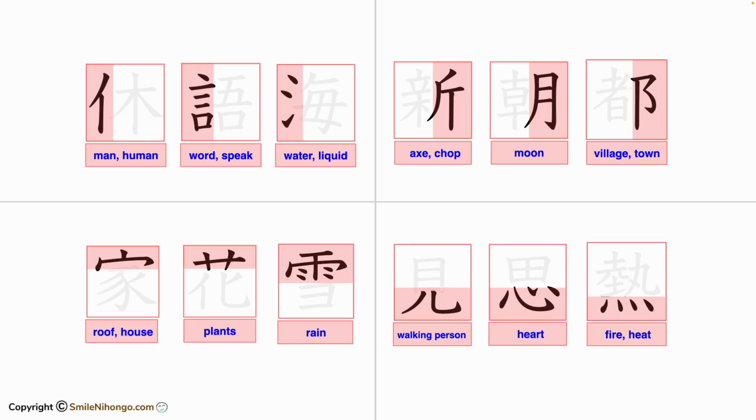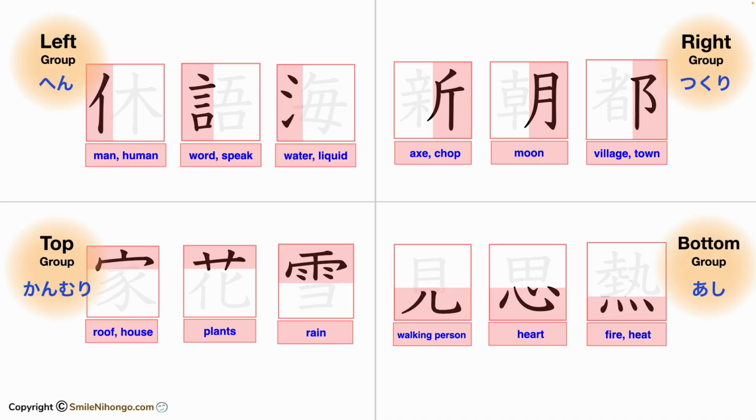The radicals are categorized based on their locations, and these are example locations. Left, right, top, bottom. These are the most common ones, but there are more radical locations than this.